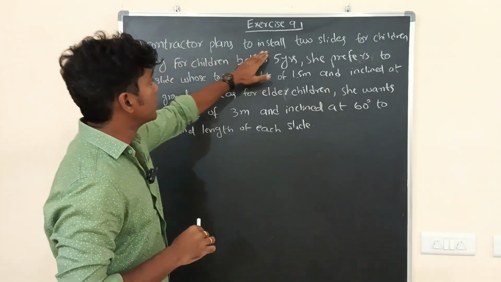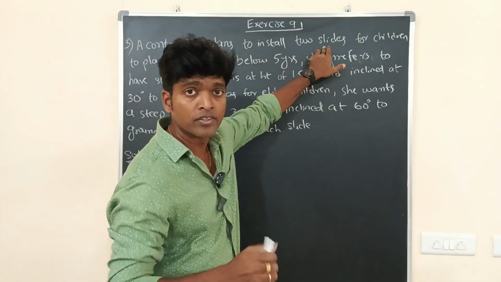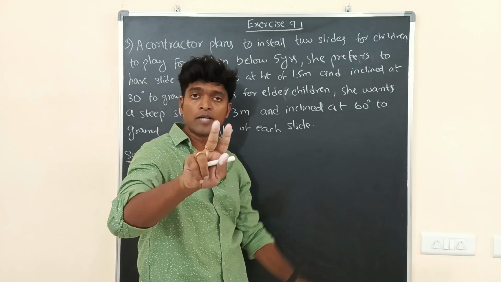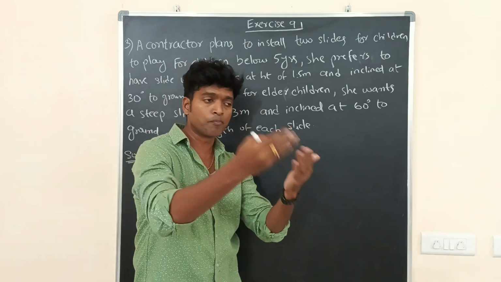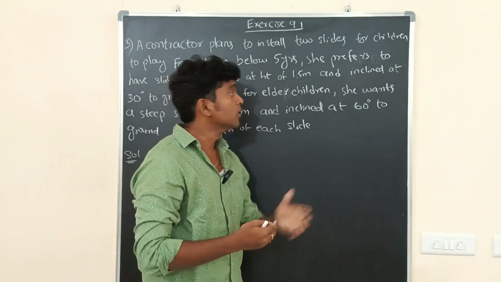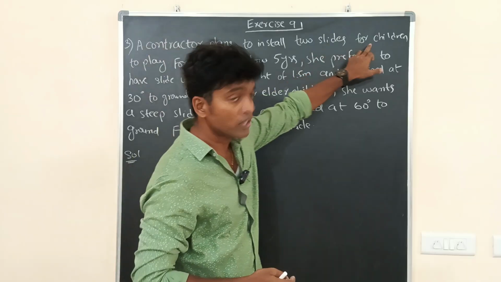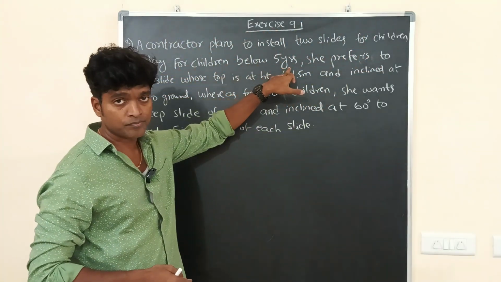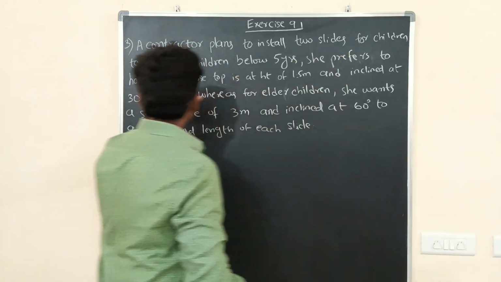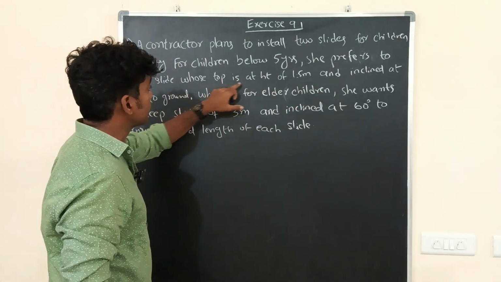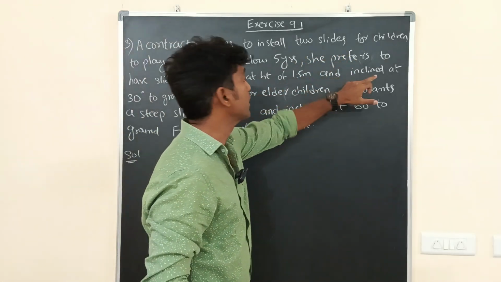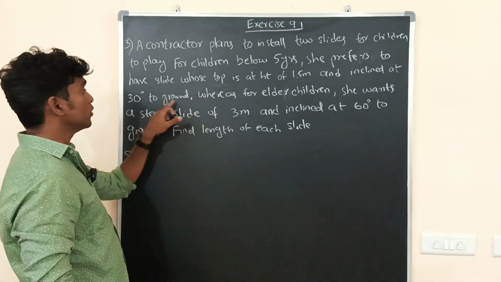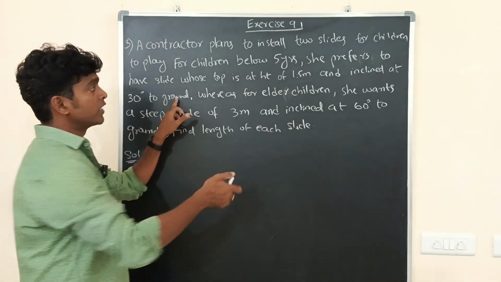A contractor plans to install two slides. Slide means the thing children play on in a park. Slides for children to play. For children below 5 years, she prefers to have a slide whose top is at the height of 1.5 meters and inclined at 30 degrees to the ground. Now this is the data for the first slide.